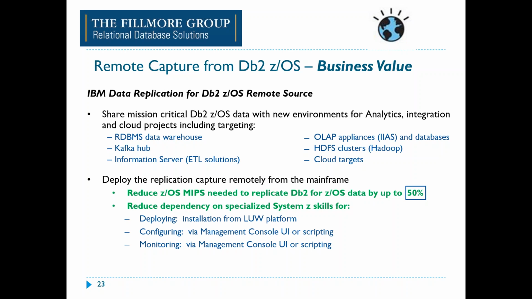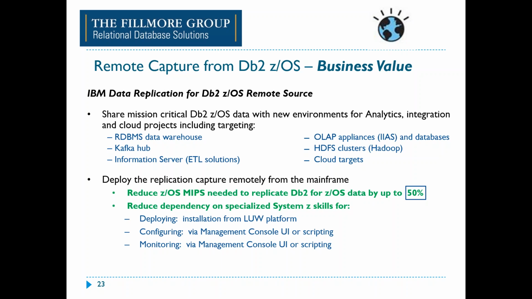So IBM's response to that is something called remote capture. The way that remote capture works is that the bulk of the processing for capturing the data is done off-platform on Linux. This could be Z Linux, this could be Linux, or this could be Red Hat Linux on another processor entirely. But the idea is I want to offload that capture demand for resources someplace else. So the goal is to reduce the ZOS MIPS consumption.